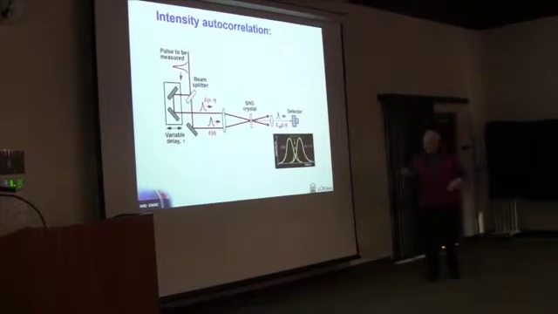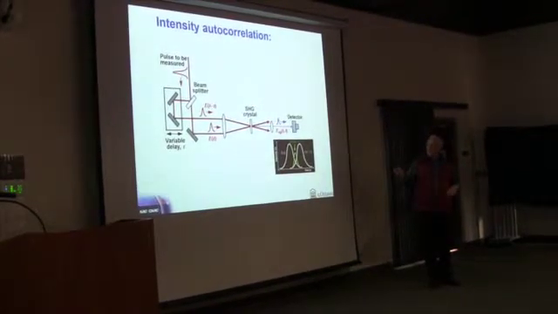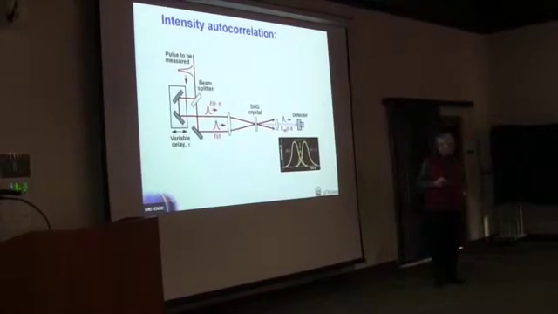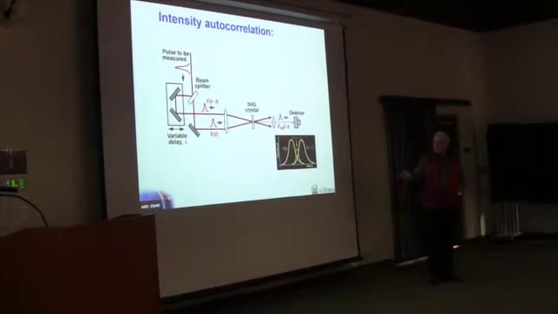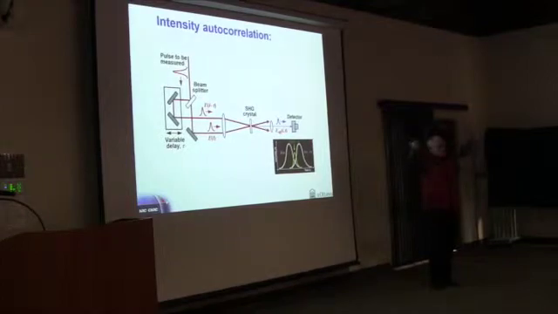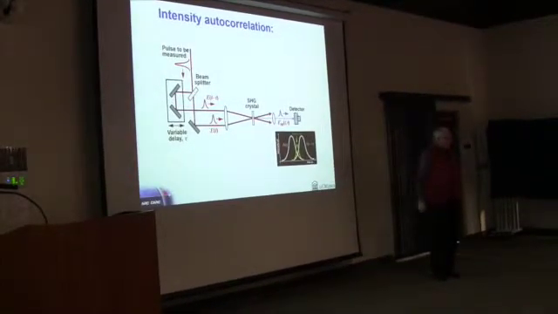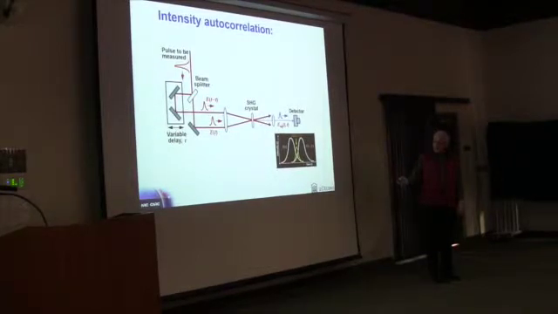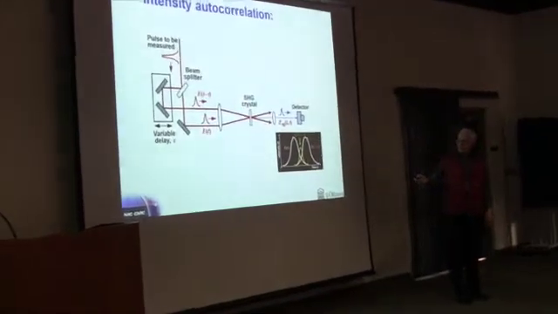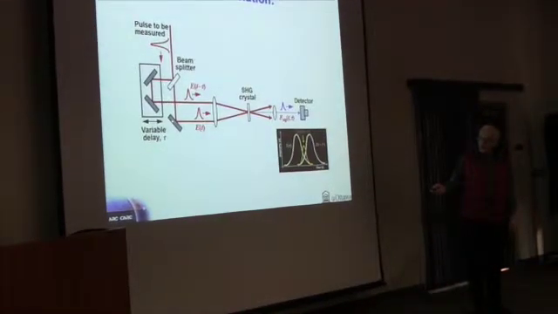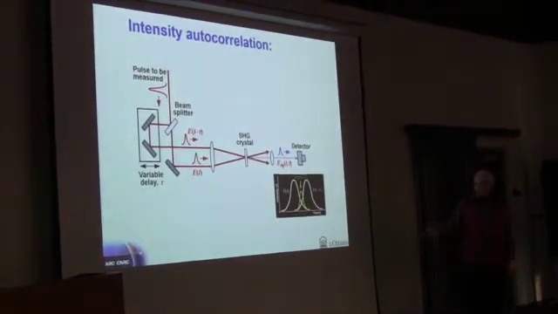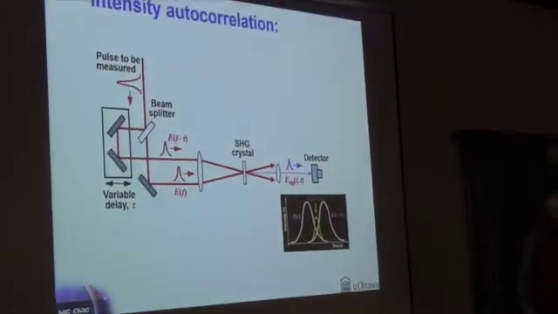A pulse, we'll have to assume it's been made in some way. A pulse is brought into a beam splitter. You create a replica pulse of the original pulse. In other words, you split it into two replicas. One going one direction, one going the other direction. The pulse going one direction is fed around through a delay line, which is controllable. The pulse going the other direction is brought in, and the two of these beams are combined in a nonlinear crystal. There's our nonlinearity coming in.